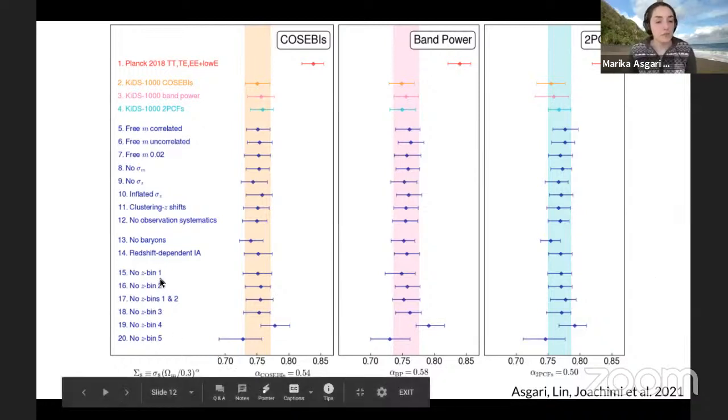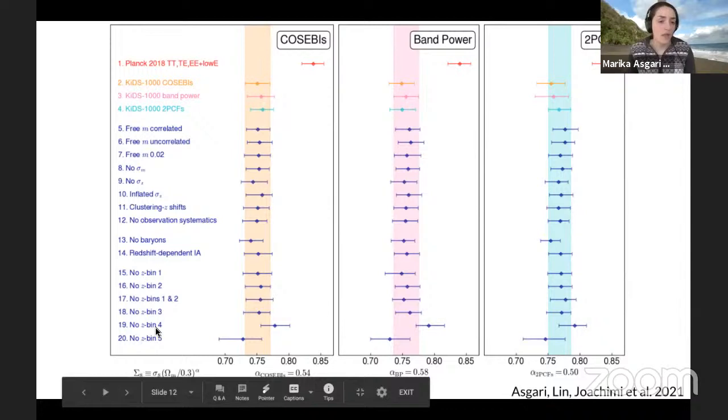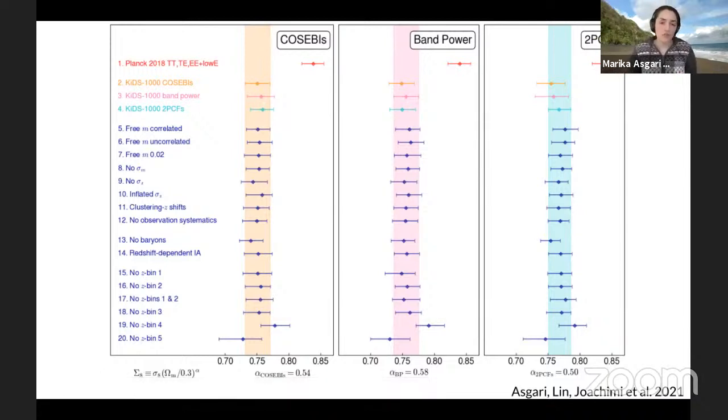You can see if you remove bin 1, 2, and 3, then not much happens to the constraints. It doesn't really matter which one of the panels you're looking at. While if you remove bin 4 and 5, you get shifts that are much more significant. And now you can understand this as the effect of signal to noise.